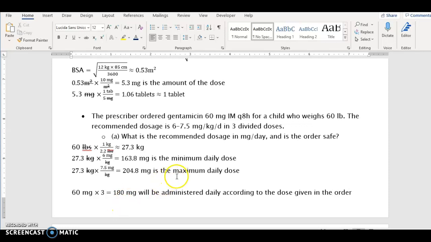Now, there's another way you can approach this. Since you know the minimum and maximum daily dose, and it says afterwards 6 to 7.5 milligrams per kilogram in 3 divided doses, another approach, which might be a little trickier, is that you would divide these by 3. So 163.8 divided by 3, and then 204.8 divided by 3. What that means is that you then give that every 8 hours. So then you would compare that to the 60 milligrams and see if the 60 milligrams is in that safe dose range. So you can verify that quickly.